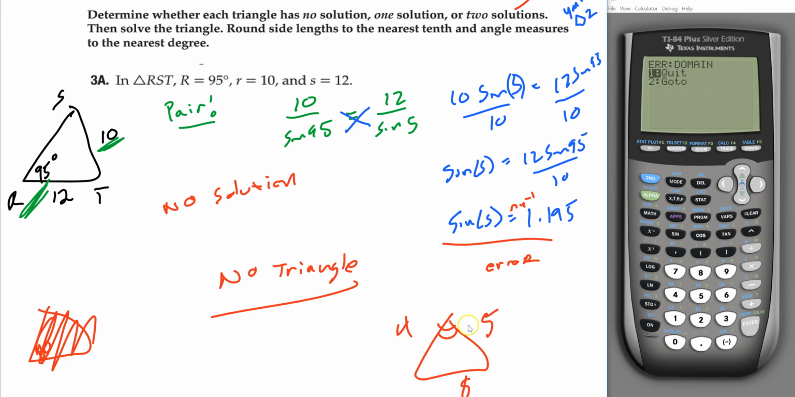That has to be the biggest angle. It correlates: biggest angle, biggest side. The smallest angle would be right here, opposite the 4. Smallest side, smallest angle.